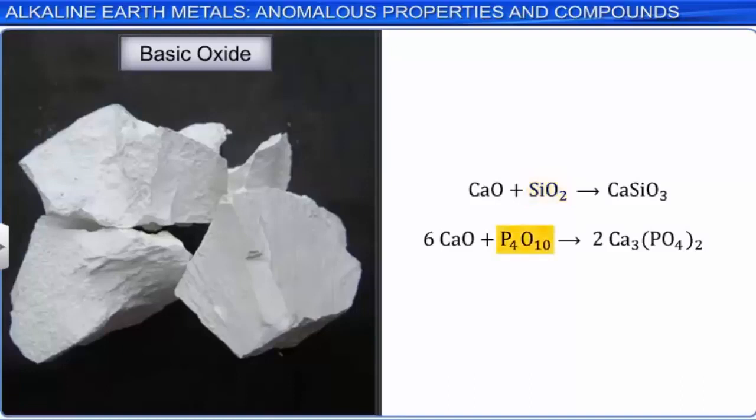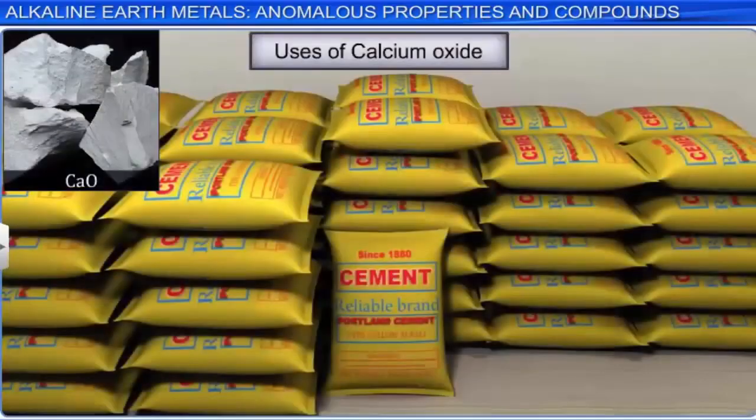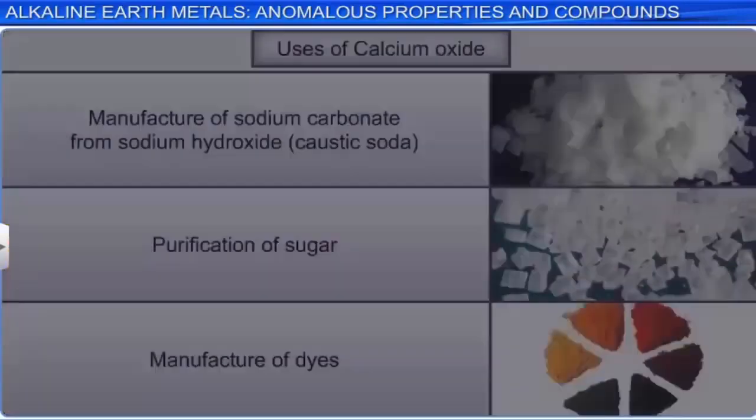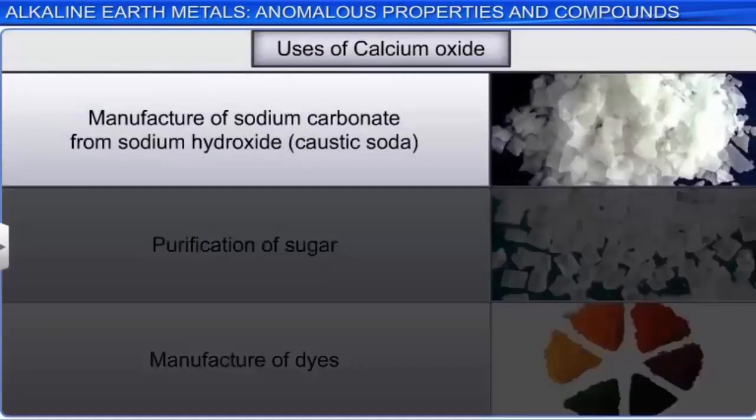Calcium oxide has a number of industrial uses. It is necessary for the manufacture of cement and is the cheapest form of alkali. It is used to produce sodium hydroxide, also known as caustic soda, from sodium carbonate. It is used in the purification of sugar and in the manufacture of various dyes.